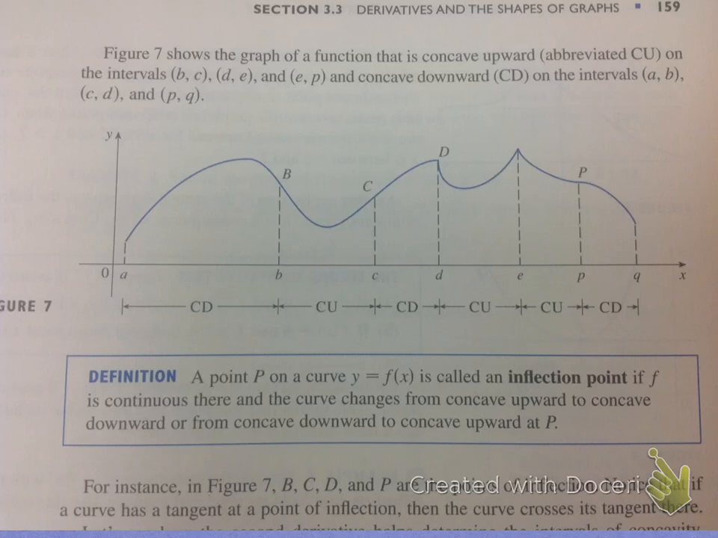Let's see. At B, it looks like it changes from concave up to concave down. At C, it looks like it changes from concave down to concave up. At D, it looks like it changes from up to down. And at P, it looks like it changes from down to up. So what does this tell us about the second derivative? How is this going to help us any?